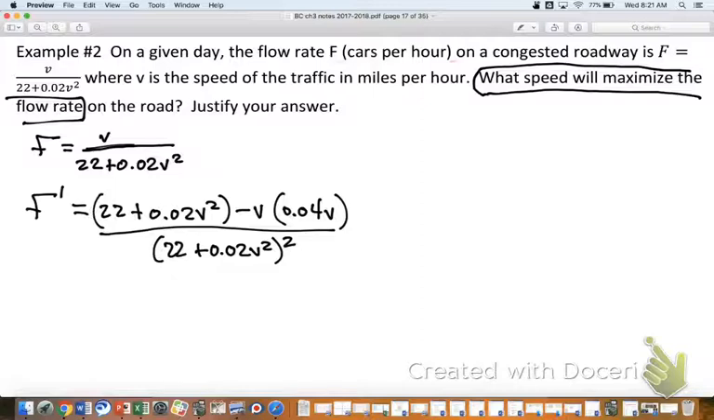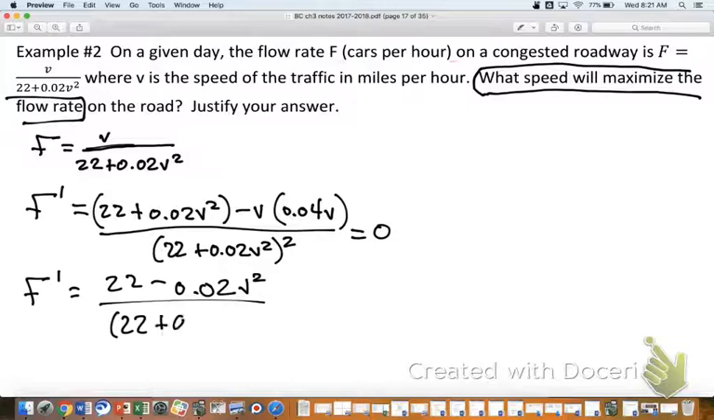So I'm going to just set this equal to 0, but I'm going to clean things up a little bit before I actually work on solving. F prime equals 22 minus 0.02 V squared over the denominator squared. This would be where you could be duped into making a really bad cancellation. They're different though, right? And this equals 0.